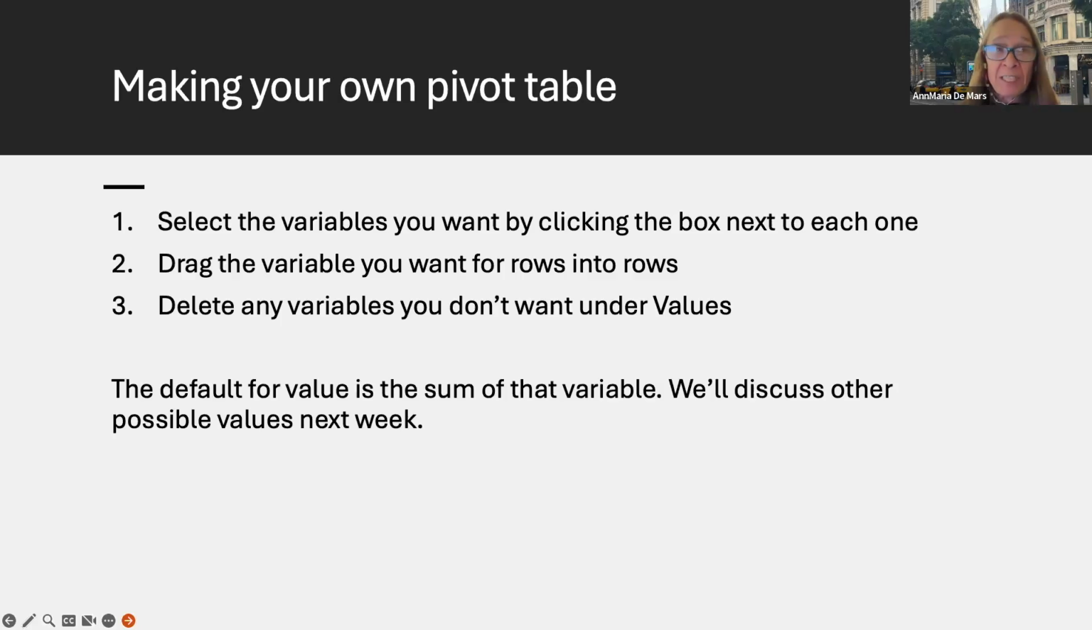If you want to make your own pivot table, after you select to put it in a new sheet, select the variables you want by clicking the box next to each one, drag the variable you want for row into rows, delete the variables you don't want under values. The default for value is the sum of that variable, which we're going to use in the next example, and we'll discuss other possible values next week when we get into descriptive statistics.